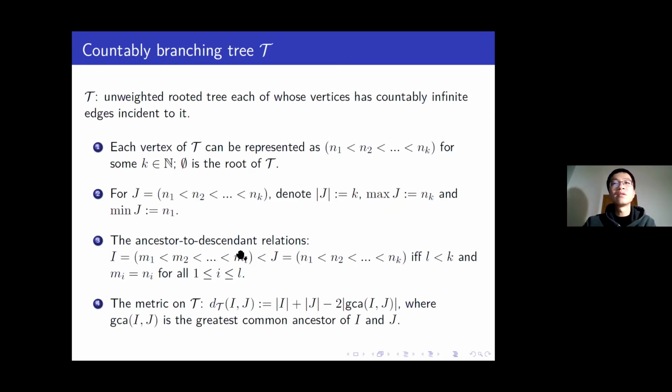And you have ancestor to descendant relations in this tree. We say that a vertex I is an ancestor of a vertex J if J extends I. So if I is (m_1, ..., m_l) and J is (n_1, ..., n_k), then we say I is an ancestor of J, or J is a descendant of I, if the length of I is strictly less than the length of J, l is less than k, and m_i is equal to n_i for every i between 1 and l. And the metric on T will always be the shortest path metric on the graph.